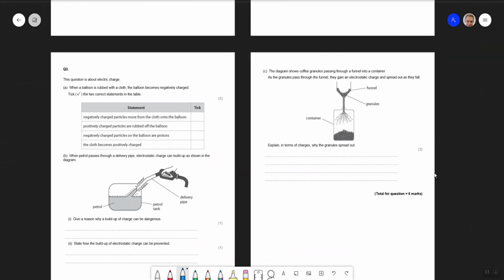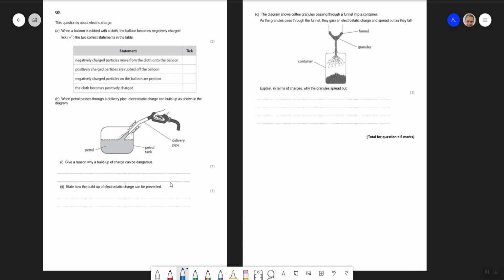Okay, question 3. This question is about electric charge. Well, that's not a surprise. When a balloon is rubbed with a cloth, the balloon becomes negatively charged. Tick the 2 correct steps below. Negatively charged particles moved from the cloth onto the balloon, so the balloon becomes negatively charged. I think that's correct. Positively charged particles are rubbed off the balloon. No, that's not correct because they don't move. Negatively charged particles on the balloon are protons. No, that's not correct. The cloth will become positively charged. So those two are correct.